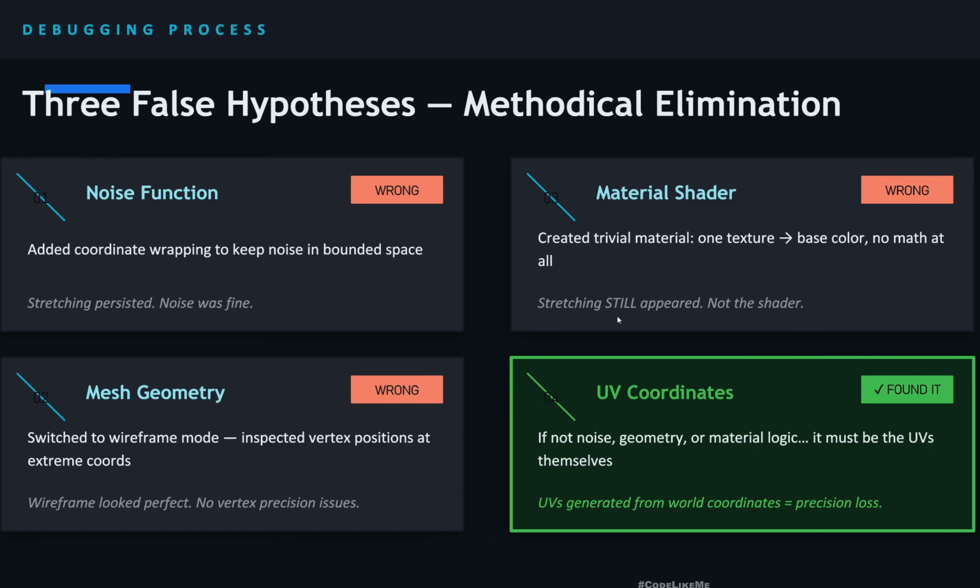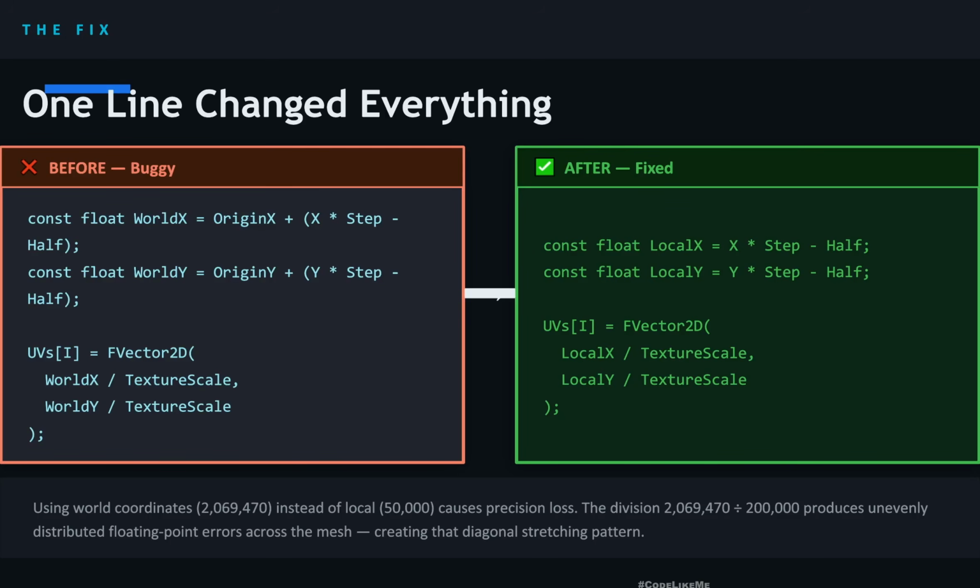So yeah, then I started looking into the UV generation logic, and this is what I had before. I'll show the exact position in my code as well, and this was the fix. So here, as you can see, I was using world coordinates to calculate my UVs, and what I did to fix that was I switched my calculations to use local coordinates here.